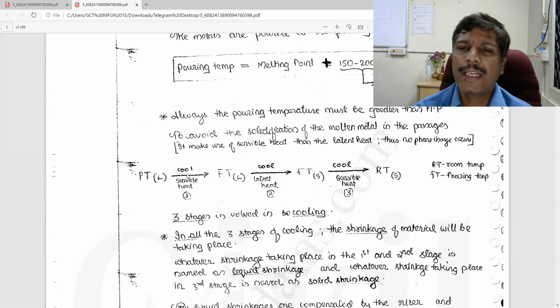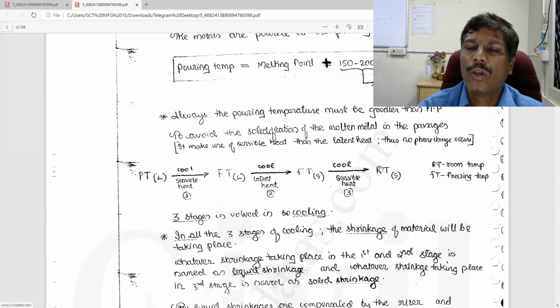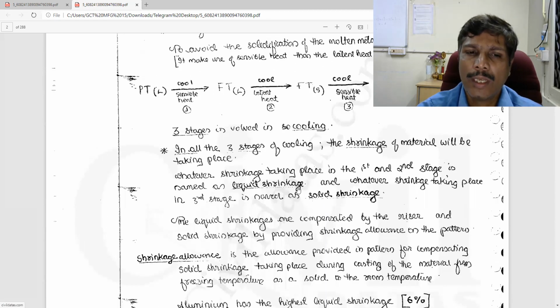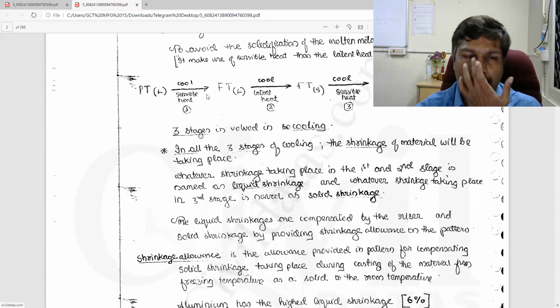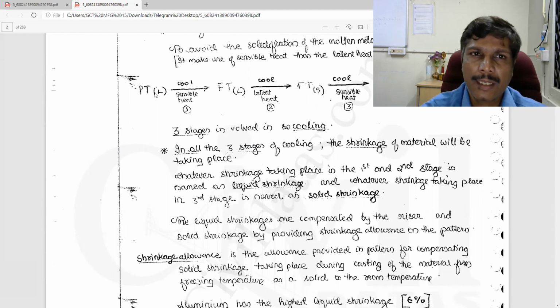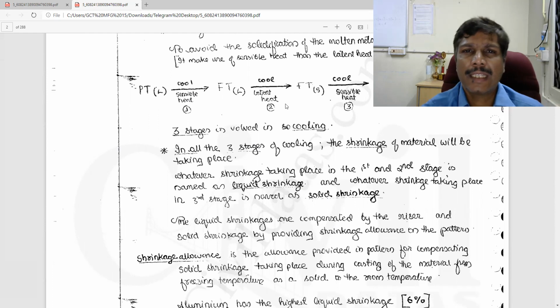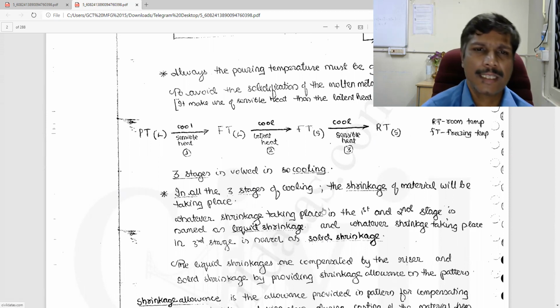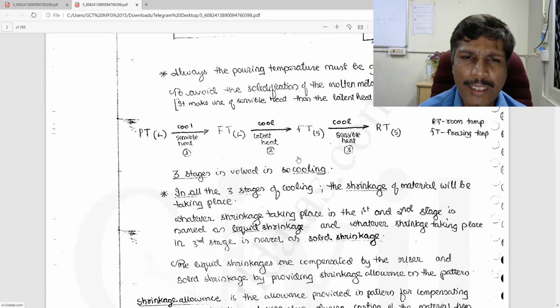Next, once again, it is cooled. It gets to room temperature because of sensible heat. So there are 3 stages in cooling. Pouring temperature to freezing temperature without change in phase is the first stage. Pouring temperature to freezing temperature with change in phase is the second stage. Freezing temperature to room temperature is the third stage. These are the 3 stages involved in cooling.